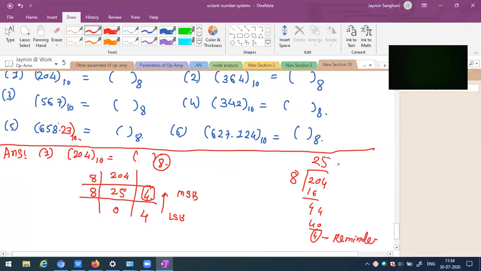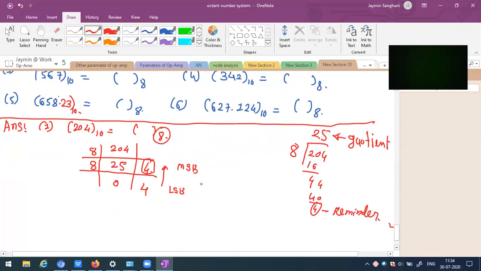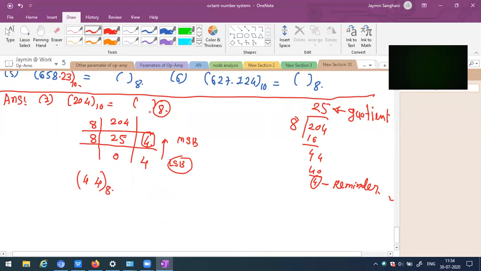This is known as the quotient. The quotient is written right here, the remainder right here. So 8 divided into 4 is not practically possible. So whatever term we get here is known as LSB. LSB means least significant bit. Here it is known as most significant bit. So that is the completion of the first example. See this, this is the answer.